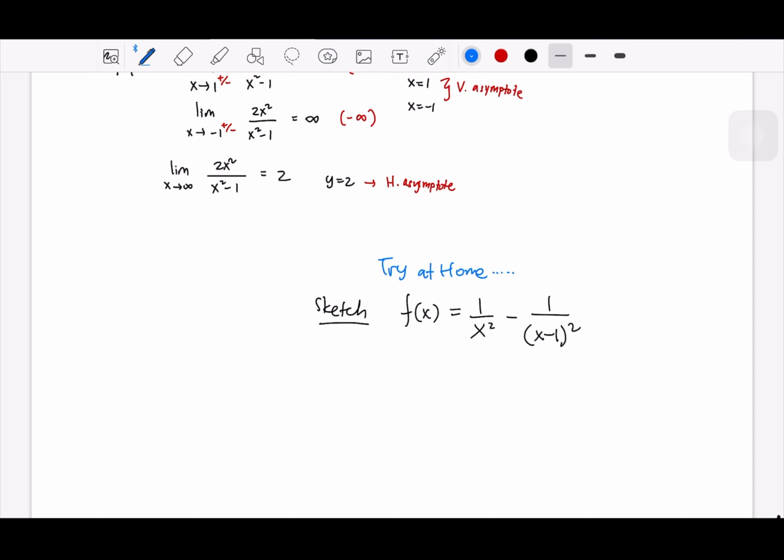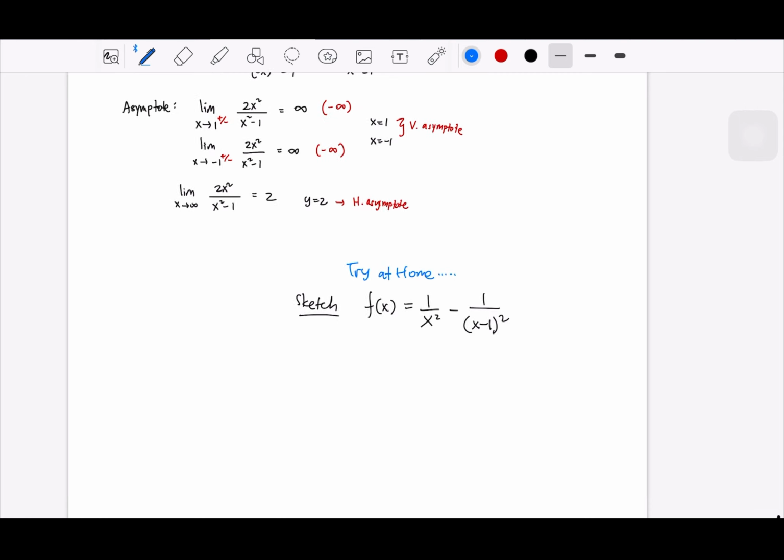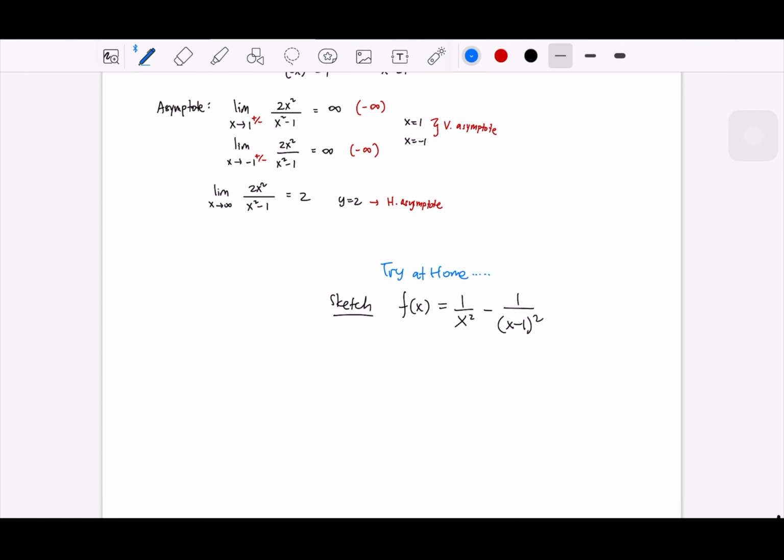Well, this function is not easy. Could you imagine if you take the derivative and then the second derivative and then set it equal to 0? It's not easy. Even for me, not easy. I mean, it's not difficult, but it's long.